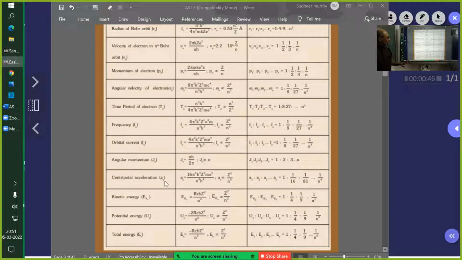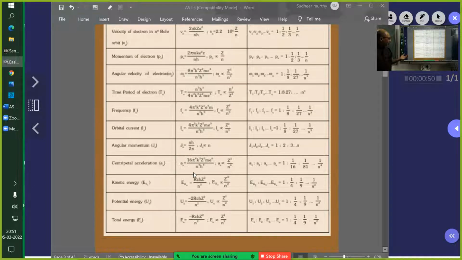Of course, orbital current, those things I will teach you. What it means. Potential energy, I think all these formulas or all these physical variables are known to you, right? Hello, please answer. Do you know what is orbital current? First, orbital current, what is it? We don't know, sir. Anybody can guess it?